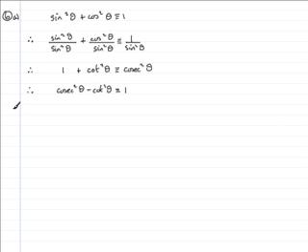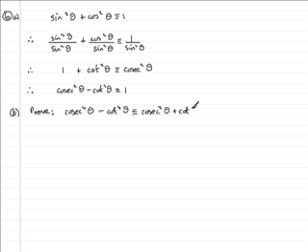Moving on to part B, we have to prove an identity, and the identity is cosec to the power 4 of theta minus cot to the power 4 of theta is identical to cosec squared theta plus cot squared theta. So just mark that in, and we offer up a proof.